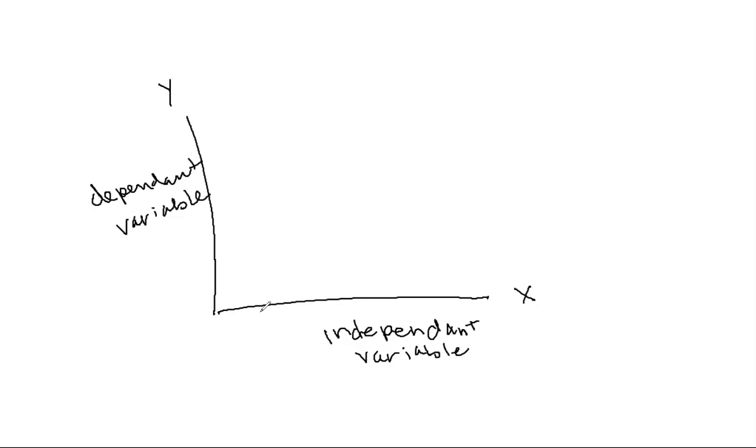All right. So how the heck do you figure out what is a dependent variable and what is an independent variable? In your experiment, in all experiments, there's a variable that you are changing. And in all experiments, there is a variable that you are measuring. The independent variable is the one that you're changing. The dependent variable is going to be the one that you're measuring.